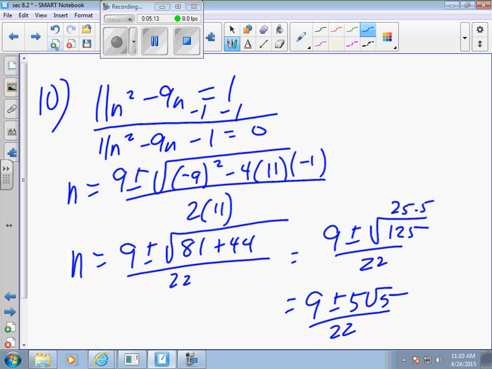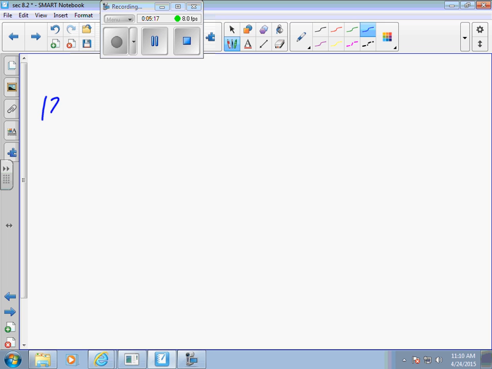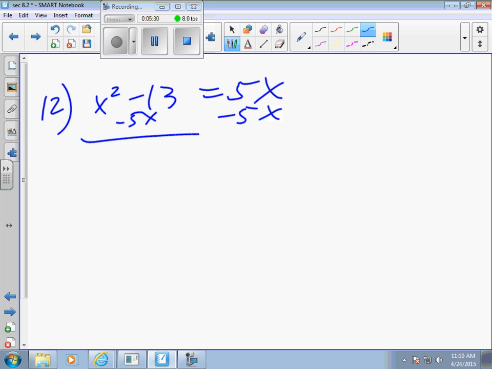And number 11, number 12. Let's jump to 12. It says x squared minus 13 equals 5x. Again, we need to get it in standard form before we can do anything. So I'm going to minus 5x. And I have to put my terms in descending order of powers of x, so I have to put that in between here. So x squared, minus 5x, minus 13. Now I can plug it into the quadratic formula.